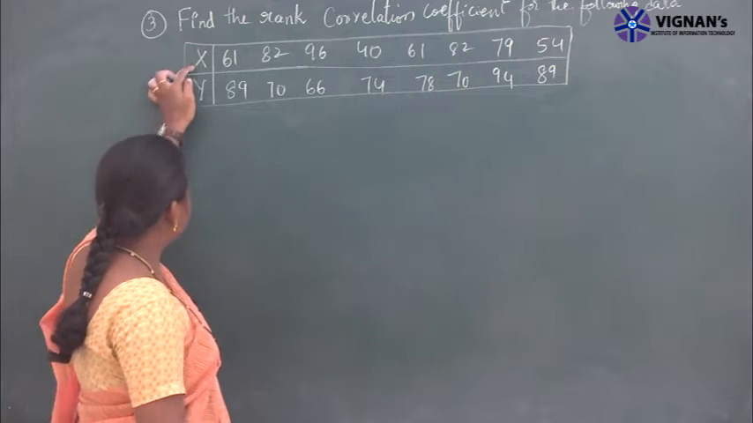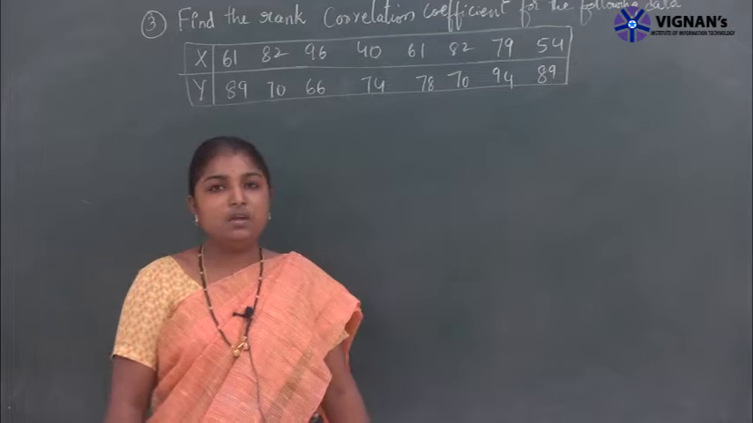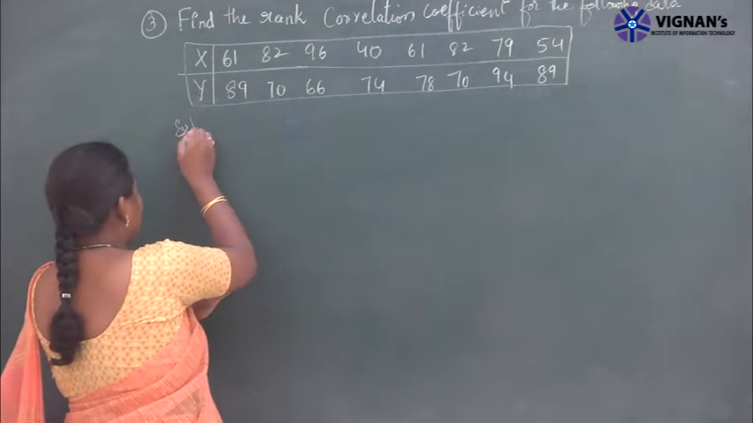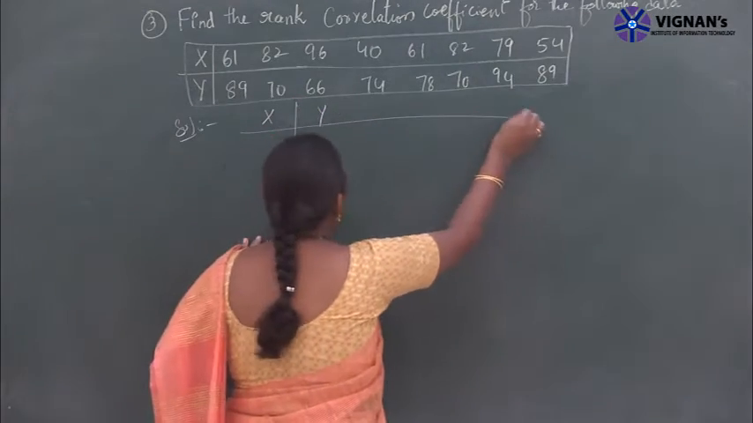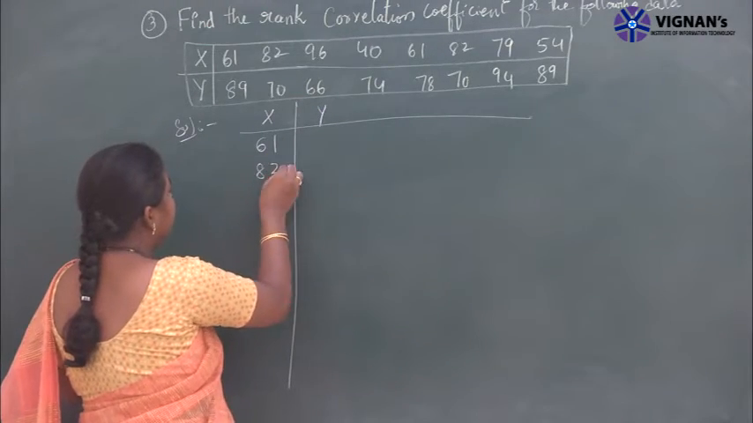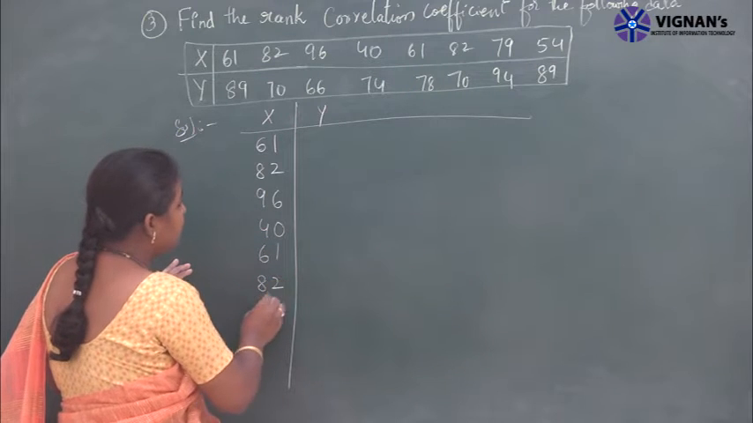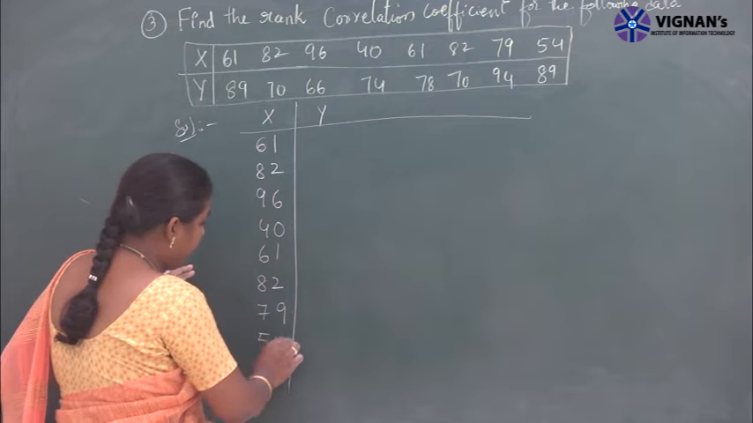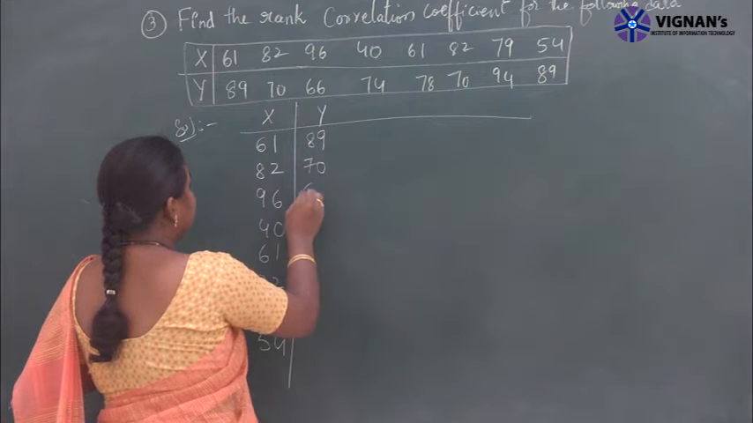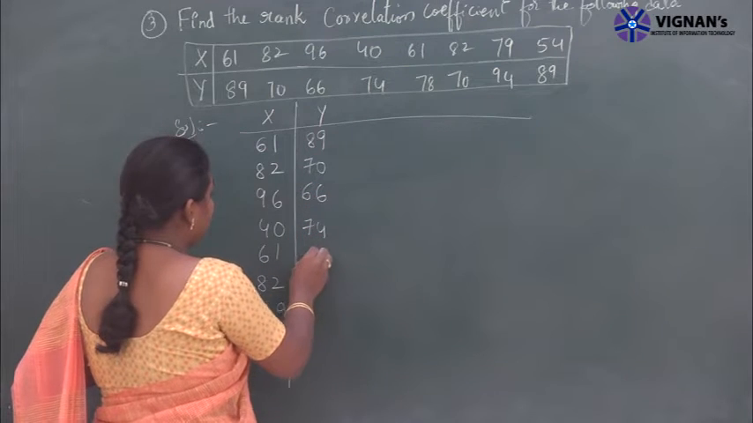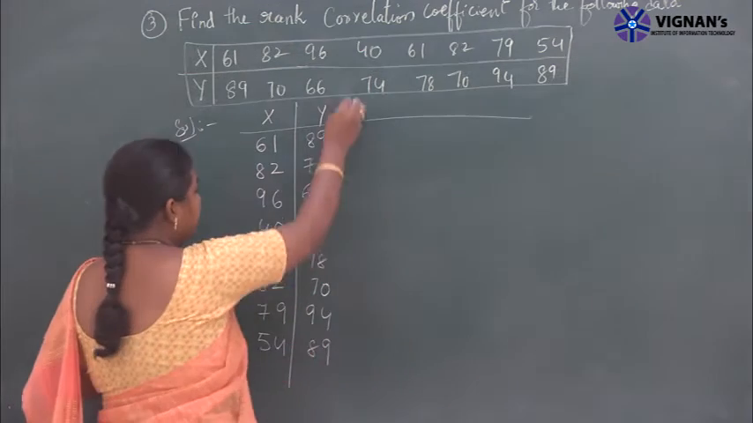So first of all they are given x and y values, same thing we are doing. Rank correlation quotient means we want to find out rho value. For this we are constructing the table. In the table we are taking x values and y values, right? The given x values are 61, 82, 96, 40, 61, 82, 79 and 54. Next y values are 89, 70, 66, 74, 78, 70, 94 and 89.